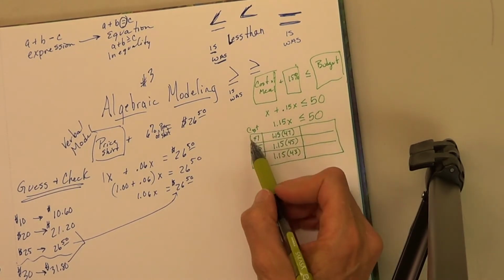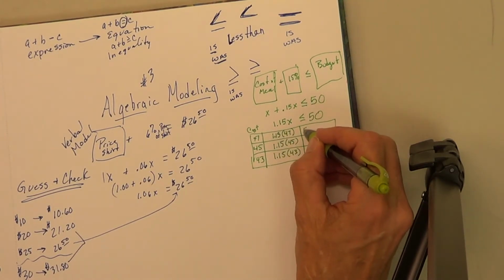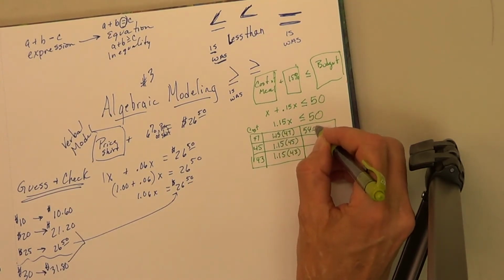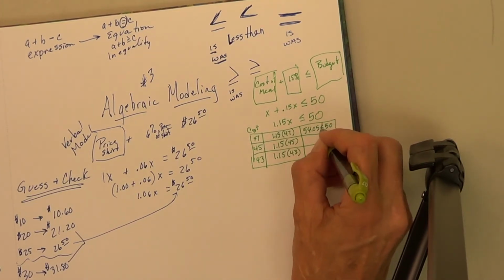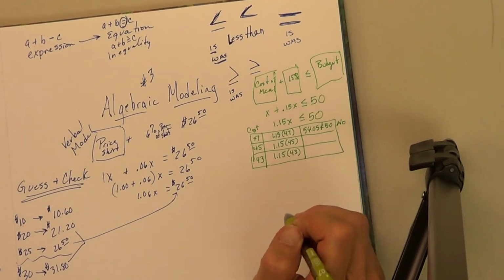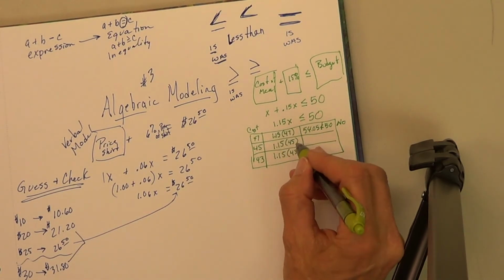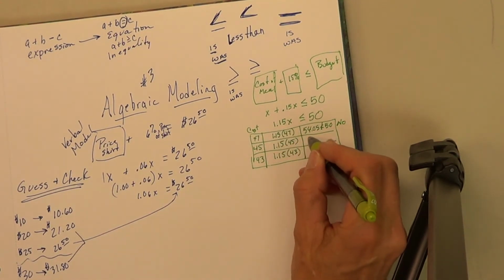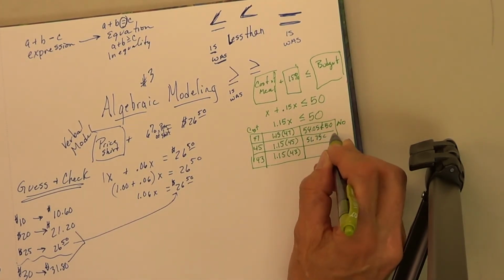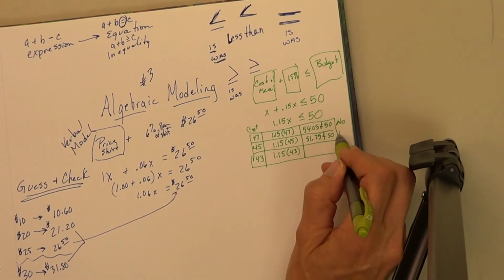So when I take 47 times 1.15, I get 54.05. Compared to 50, that won't work. It's not less than. So that would be a no. She can't spend 47 on the meal. If I multiply 1.15 times 45, I get 51.75. So that one's getting a lot closer, but it's still not less than. So I put no.